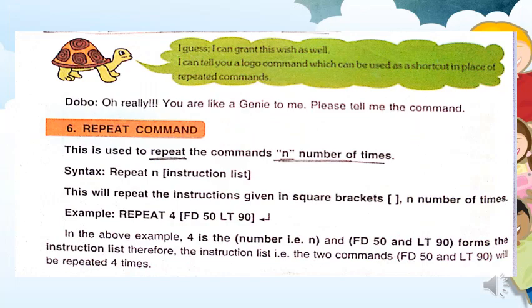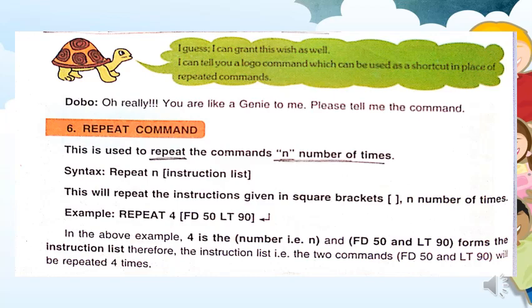Then Turtle says, "I guess I can grant this wish as well. I can tell you a Logo command which can be used as a shortcut in place of repeated commands." Then Dobo says, "Oh really, you are like a genie to me. Please tell me the command." The command is the repeat command. This is used to repeat commands n number of times.